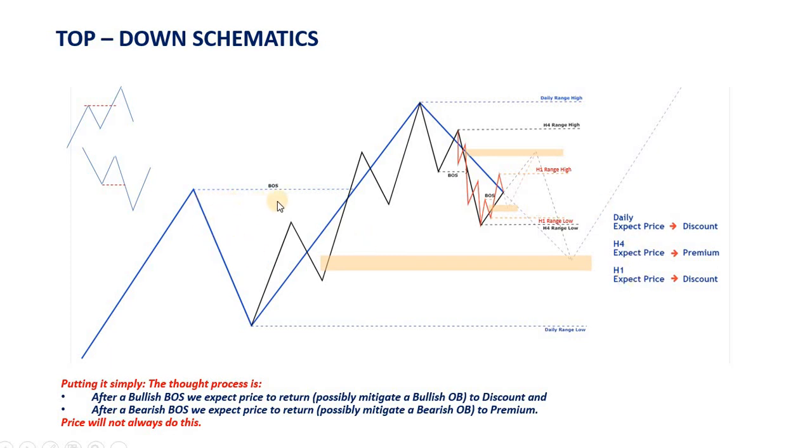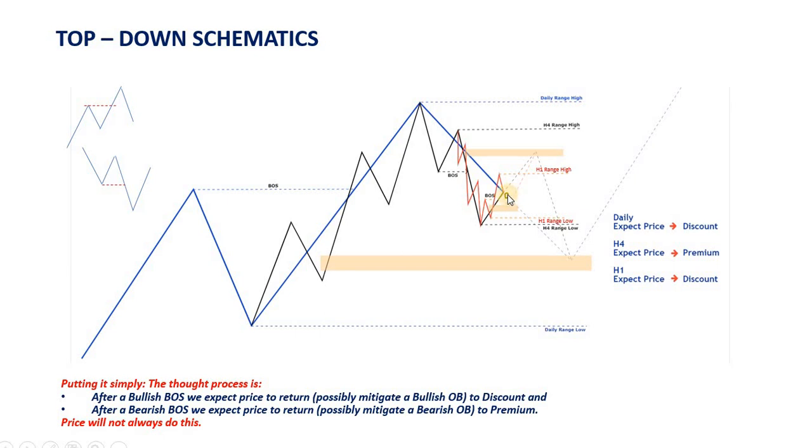When you are on the daily chart, you look for the most recent break of structure, and you can see that the most recent break of structure here is bullish. After we have that, we started noticing this retracement. Then we created our daily range high and our daily range low. With respect to them, this is the current location of price.